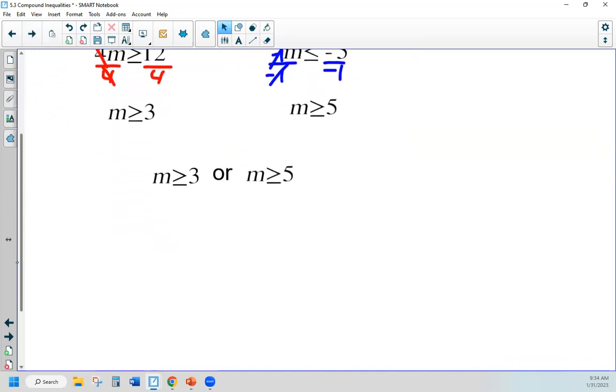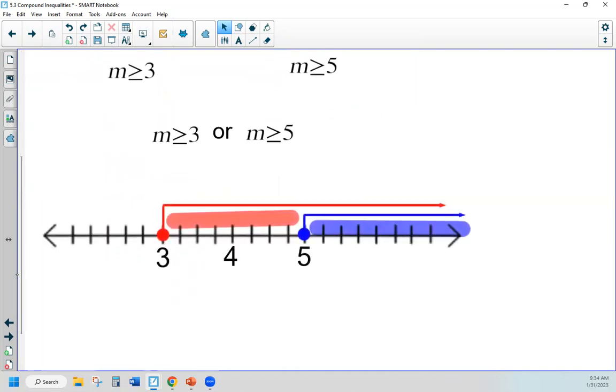Okay. Now, how does this look graphed? Let's look at it. All right. So we have a closed circle on 3. We can see the sign because it's m is greater than or equal to 3. So we have a closed circle, and since it says greater than, that means we're going to the right. So you can see the red shaded region. Please don't look at this red piece right here and think that it just stops right there. It goes on forever to the right. And then we have another closed circle at the number 5. And it also says m is greater than or equal to 5. So that's why our arrow is pointing to the right.